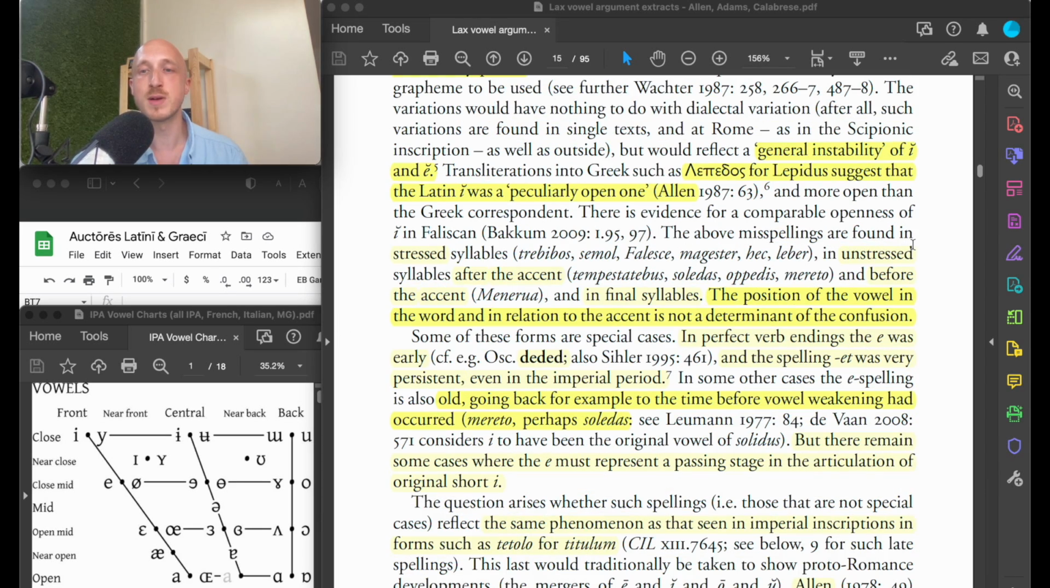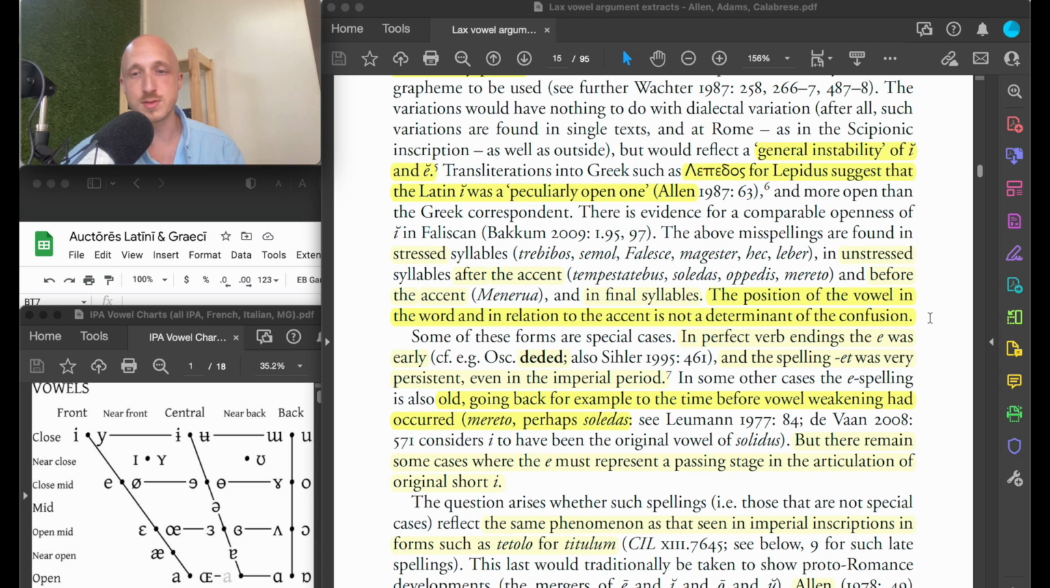Okay, the above misspellings are found in stressed syllables, trebibos, semol, falesque, magister, hec, leber, and unstressed syllables after the accent, tempestatibus, soledas, opedis, merito, and before the accent, menerva, and in final syllables. The position of the vowel in the word and in relation to the accent is not a determinant of the confusion in early Latin, in pre-classical Latin.